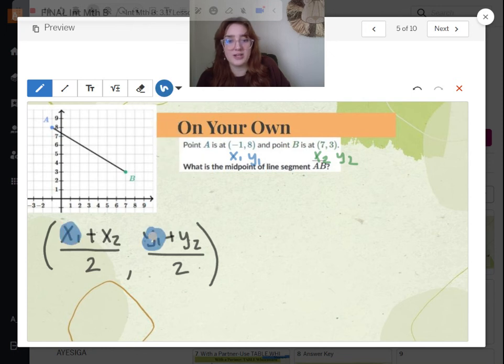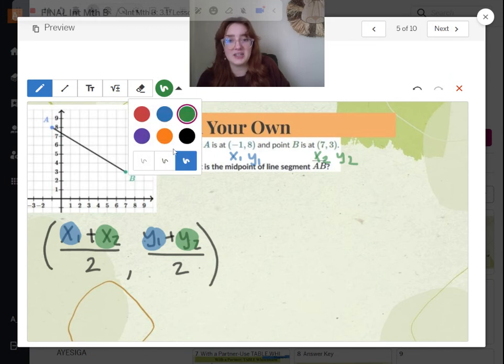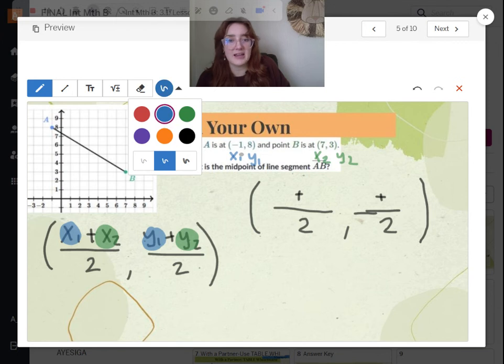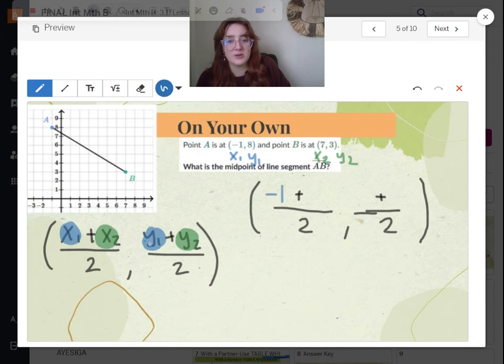So all of the 1s, the first point from A, are in blue. All of the 2s, the second point, are from B in green. Okay, so we're going to get this set up for us. Divide by 2, divide by 2, and we're adding. Okay, now we can plug it in. All right, x1 is -1, y1 is 8.